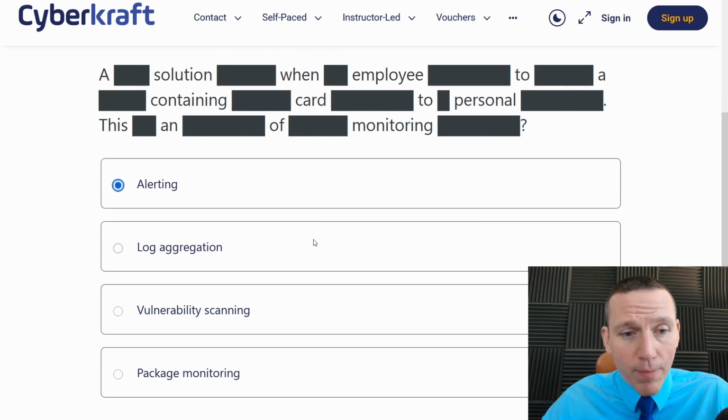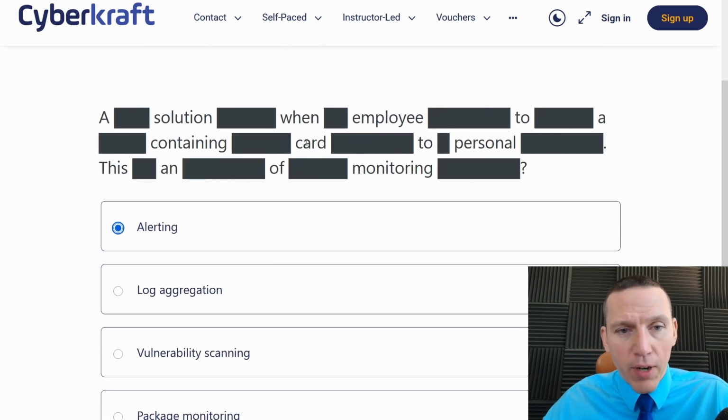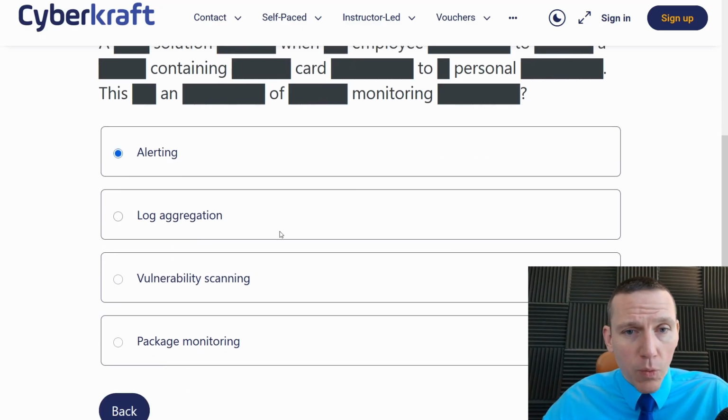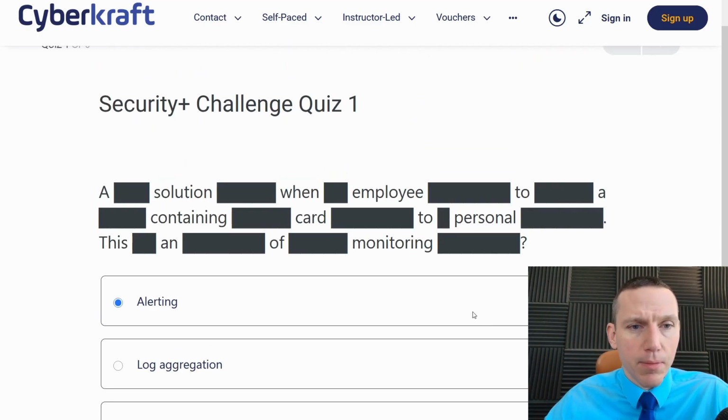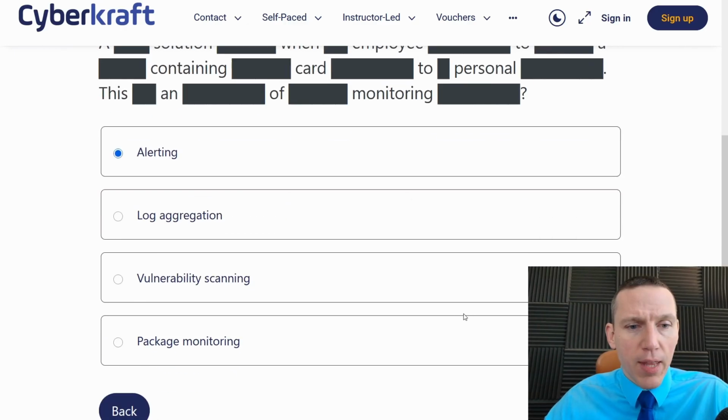I'm going to go with alerting. I really don't know here. This makes me think that it's something physical, which if it was physical, log aggregation wouldn't make sense. Neither would vulnerability scanning. I'm going to try that. Package monitoring too, I wonder. Let's just try alerting.